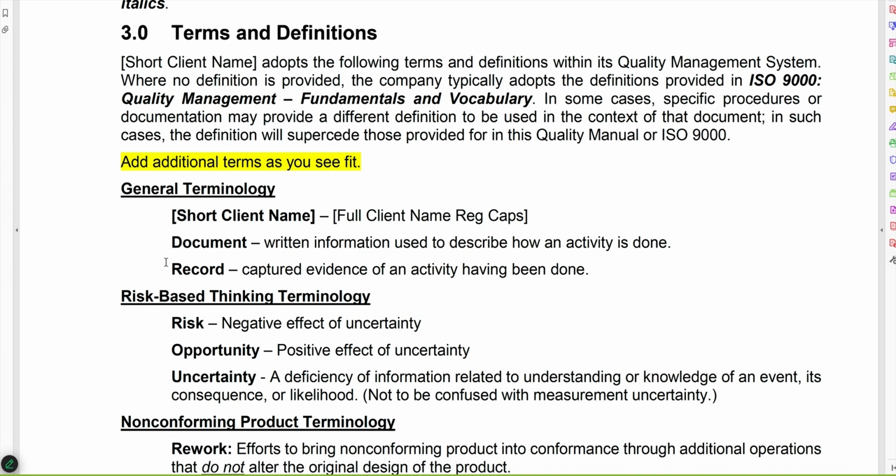Of course, the previous section is now followed by the terms and definitions section, where we have to use the general terminologies. We need to use risk-based thinking terminologies. We need to also use terminologies related to deficiencies or non-conforming products as well.